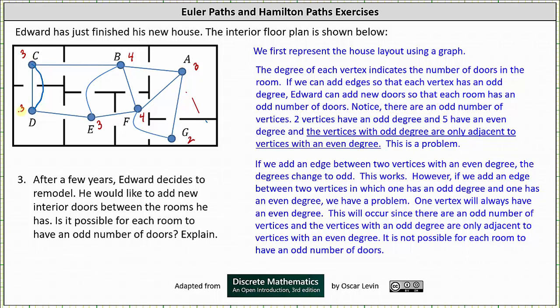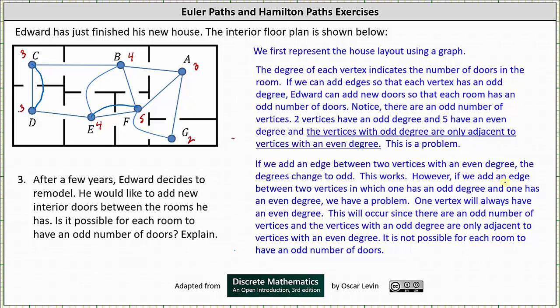However, if we add an edge between 2 vertices in which one has an odd degree and one has an even degree, we have a problem. For example, if we add an edge between, let's say, vertices E and F, which is like adding a doorway between room E and room F, the degree of vertex F changes to 5, which is odd. That's good. But the degree of vertex E changes to 4, which is even, which doesn't work.